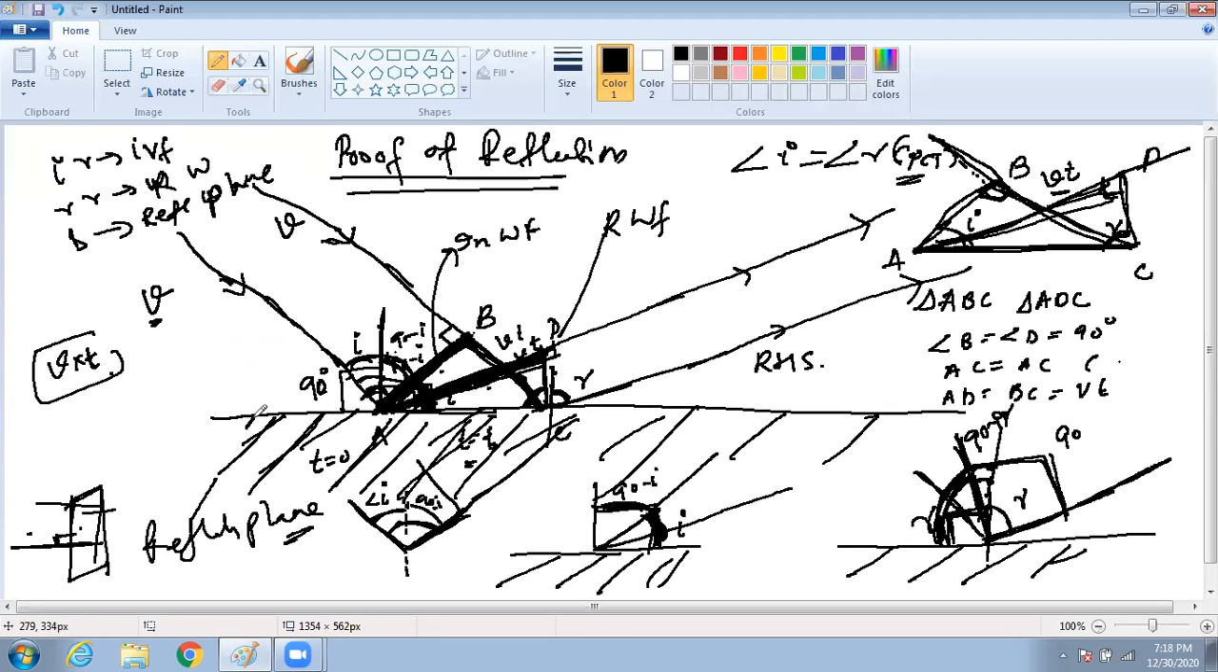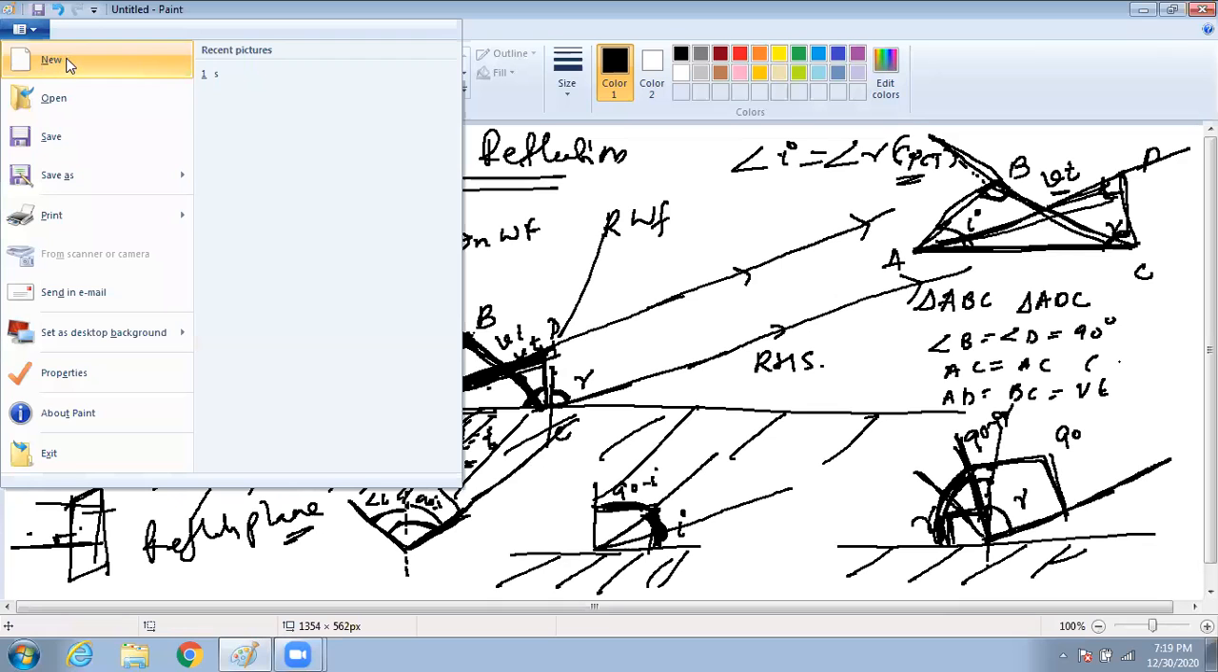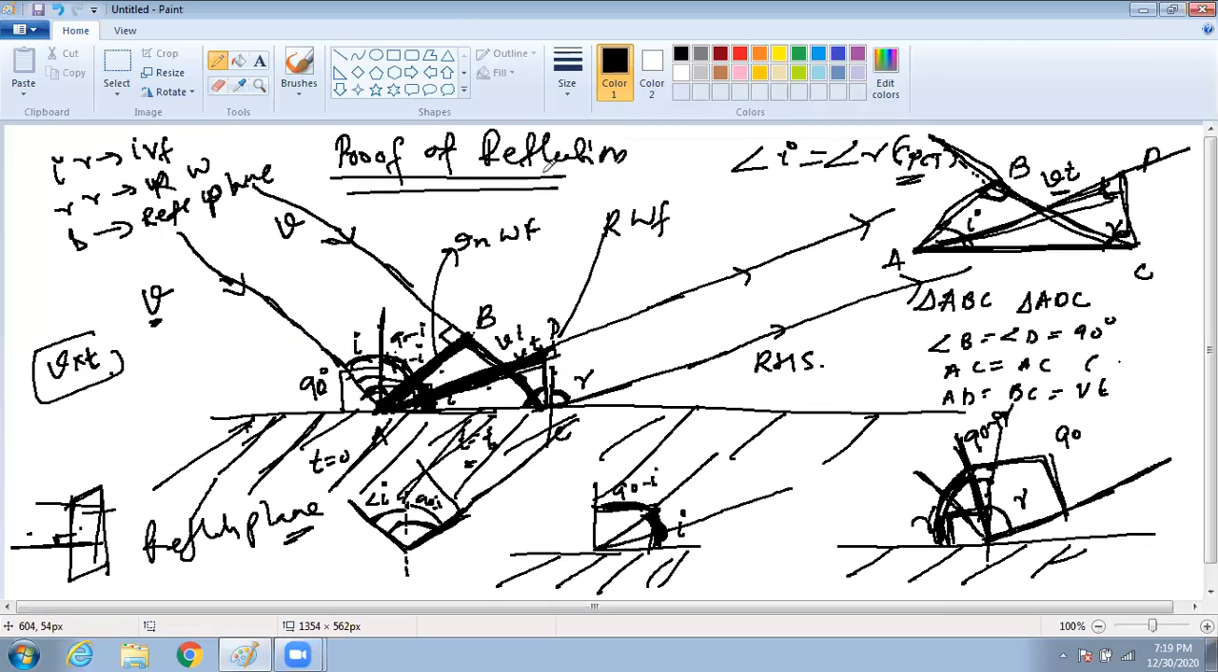This is a plane. Basically, this is a plane. Plane perpendicular. So everything is perpendicular. Clear? Yes, sir. Shall we go to refraction now? Okay. So have you taken notes, or do you want me to take notes?